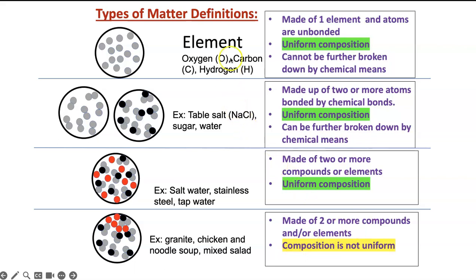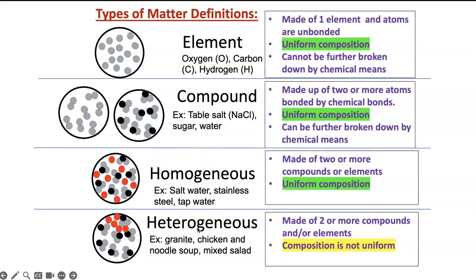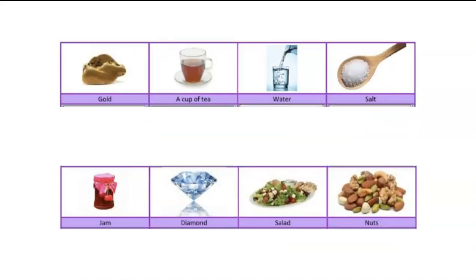This one is an element, this one is a compound, and this one is a homogeneous mixture. You can write solution as well. And this one is a heterogeneous mixture. So can you tell which ones are which? Which ones are homogeneous or heterogeneous mixtures, compounds and elements? Pause and figure it out, and then check your answers.